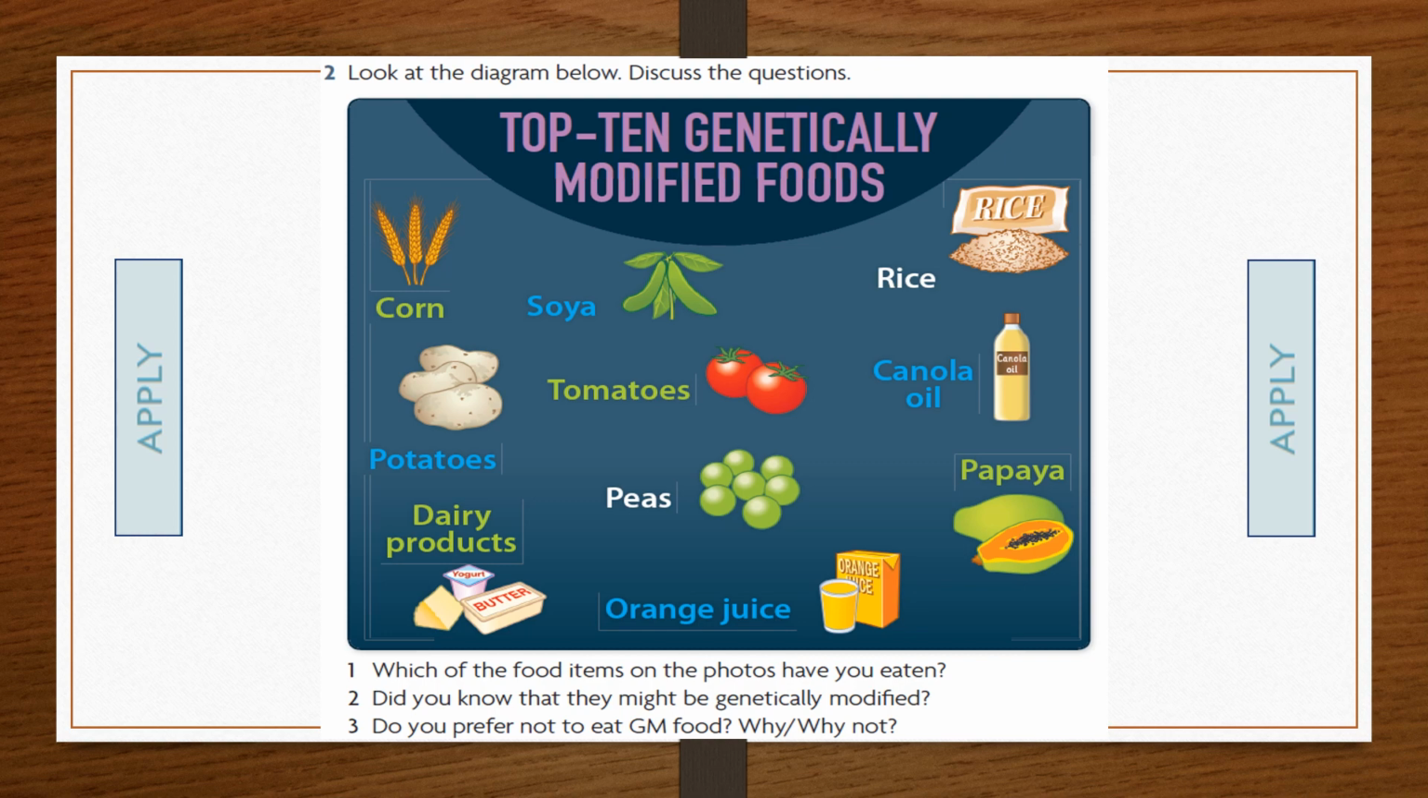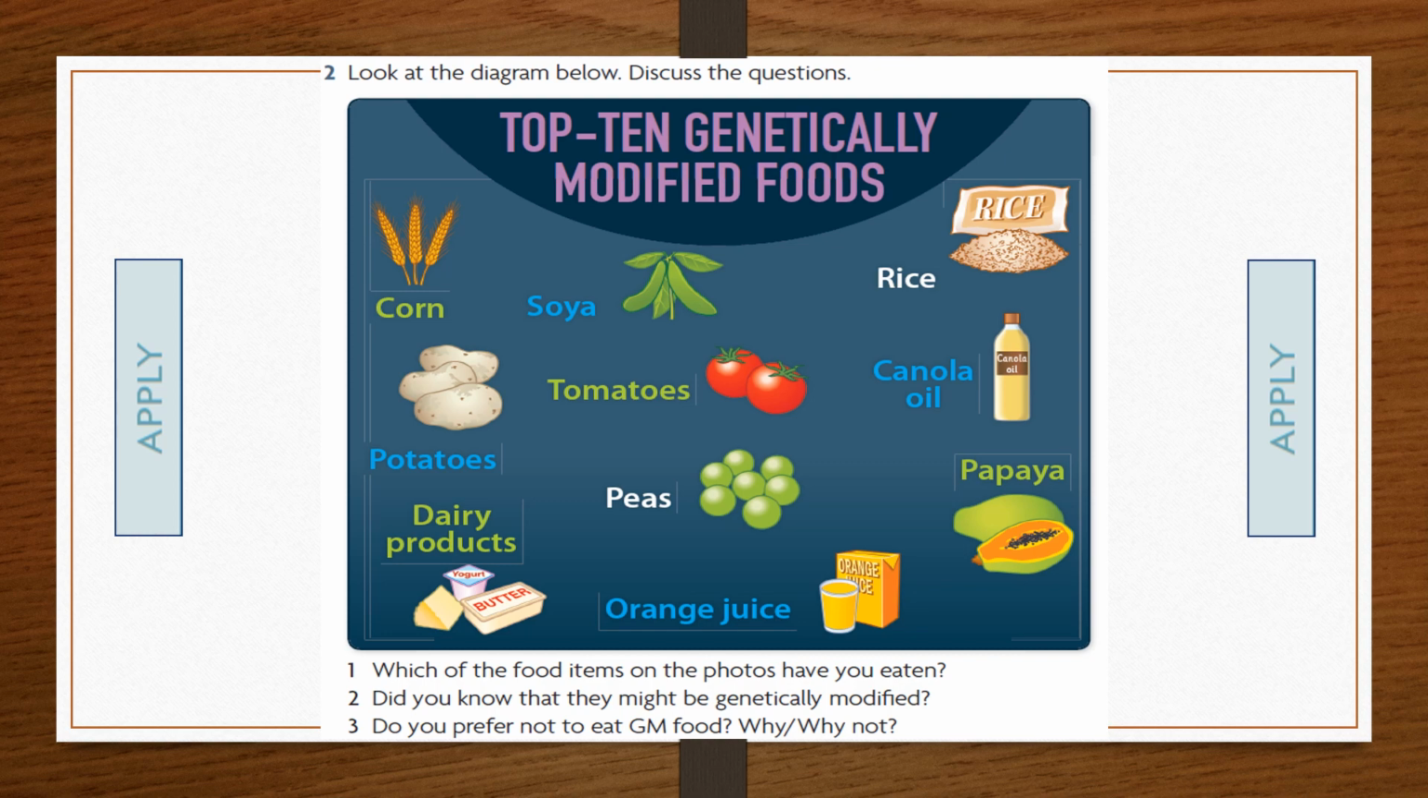Have you eaten corn? Of course, in the bread. The soya, that's right. The rice, it's popular in Egypt. Tomatoes, very popular. Potatoes, the dairy products, the butter, the yogurt, cheese, the peas, orange juice. Yeah, I don't know about the papaya, the canola oil. So most of us have consumed these foods. Did you ask yourself, might this food be genetically modified? Yeah, probably.